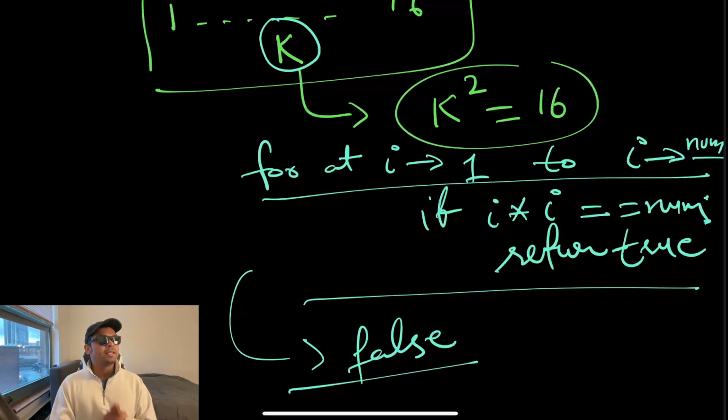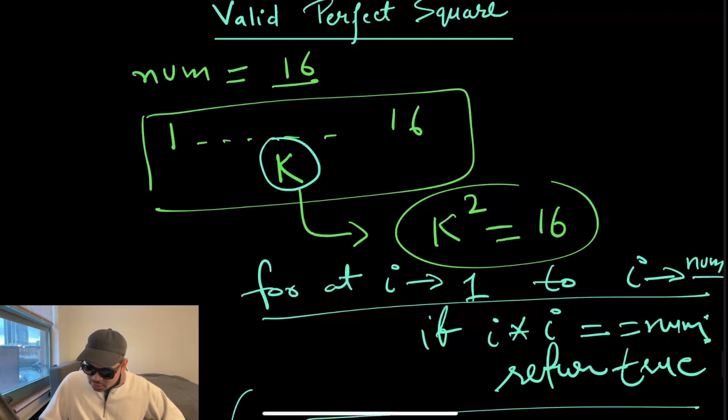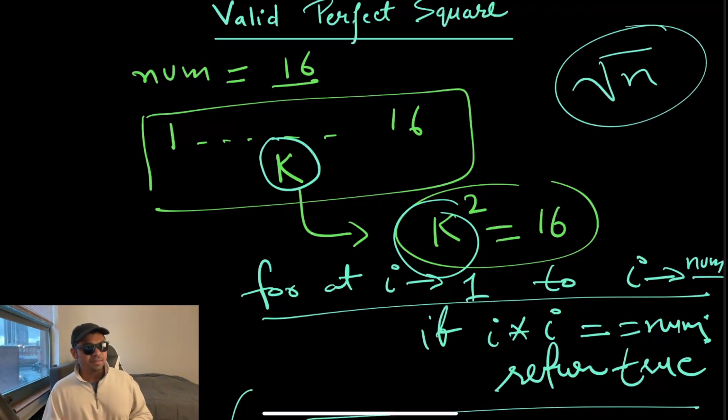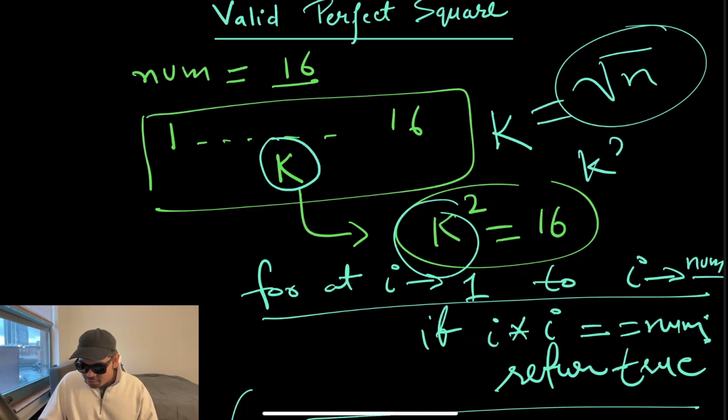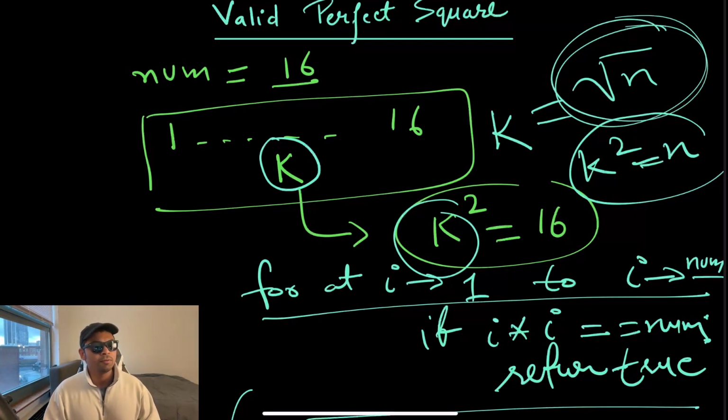But the thing is, its time complexity would be, when you reach this k, that means you reached the square root of n, because that would be the number where k squared equals n. N is our num. Now you understand why our time complexity would be big O of square root of n.